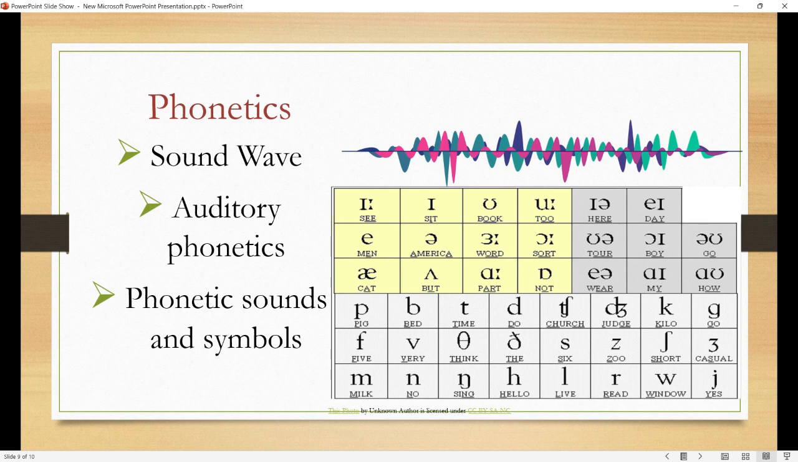Auditory phonetics. Auditory phonetics is the study of how people hear speech sounds. It is concerned with speech perception. This branch of phonetics studies the reception and response to speech sounds, mediated by the ears, the auditory nerves, and the brain.